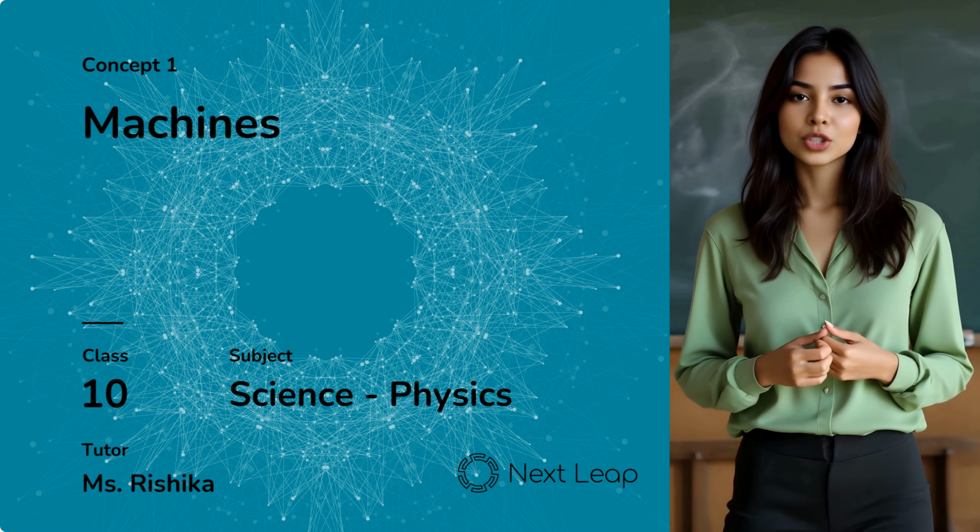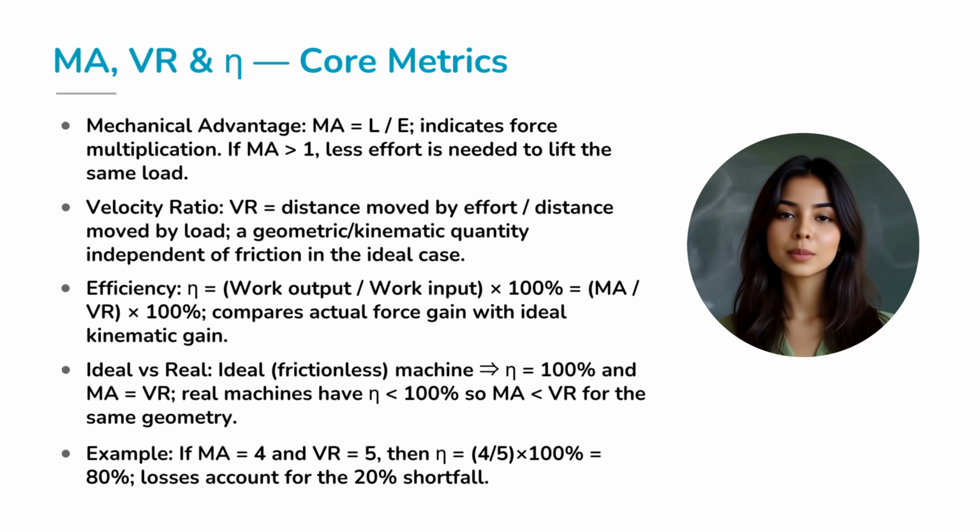In real life, some of our input goes into friction at pivots and axles, bending of ropes or chains, deformation of parts, and even sound and heat. Mechanical advantage is defined as the load divided by the effort. It indicates how much the machine multiplies the applied force. If the mechanical advantage is greater than 1, it means less effort is required to lift the same load.